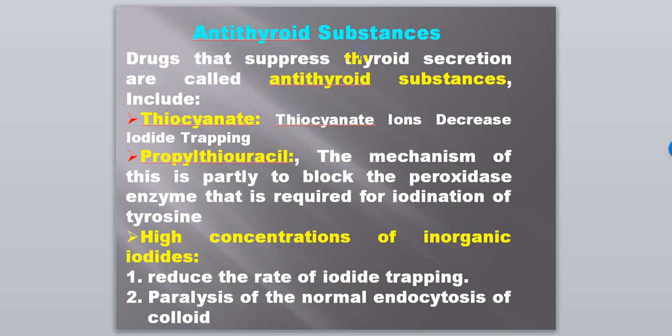Antithyroid substances. Drugs that suppress thyroid secretion are called antithyroid substances. We have many substances, such as thiocyanate. Thiocyanate ions decrease iodide trapping. That means a decrease of iodide in the thyroid gland, which decreases the attachment of iodide with the tyrosine to provide T3 and T4. Finally, there is no production of T3 and T4 from thyroglobulin.